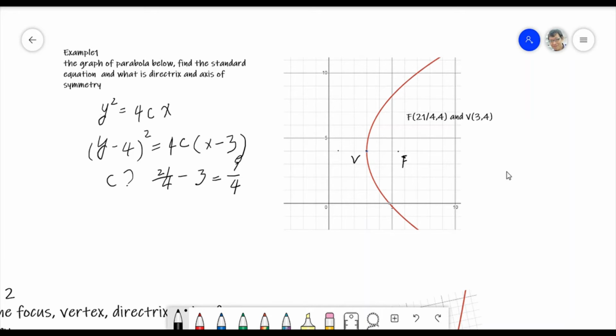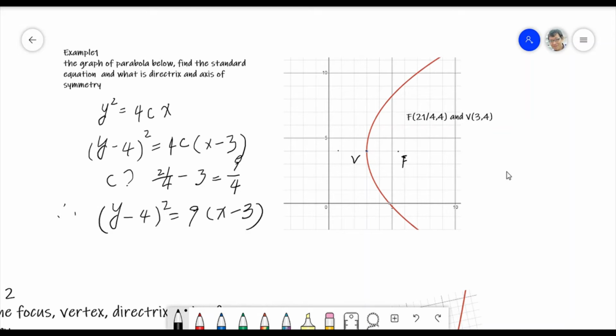So we can write the standard equation of the parabola for this graph as y minus 4, squared, equals 4c, 4 times 9/4, so it's 9, times x minus 3. So we got it.